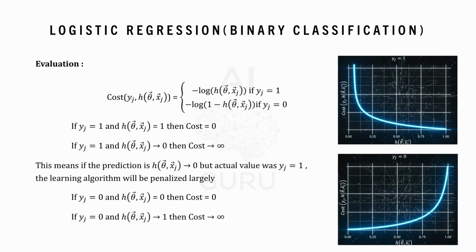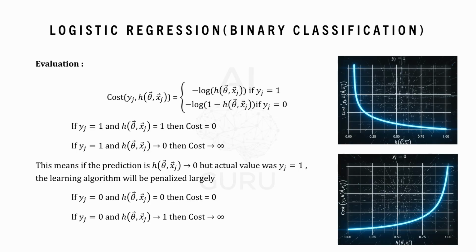Think about the penalties. If the truth is log as 1, but your prediction log gets close to 0, meaning you're very confident, but very wrong. Log of a number near 0 goes to negative infinity, so negative log goes to positive infinity. Exactly. The cost skyrockets towards infinity. It massively penalizes being confidently wrong. So it puts huge pressure on the algorithm to fix those really bad confident mistakes.